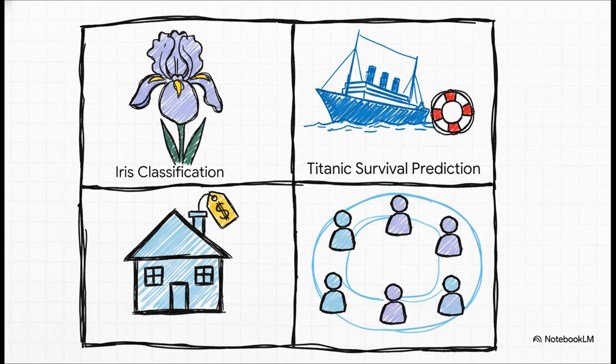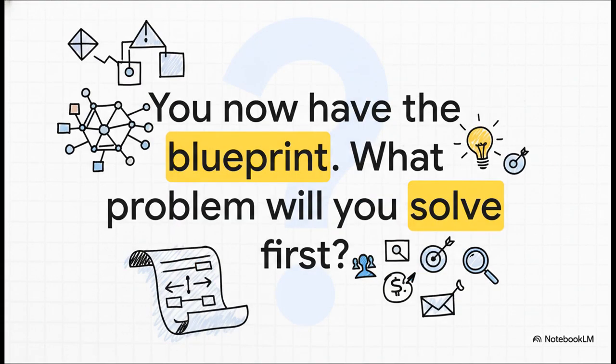For a really simple classification task, the Iris dataset is the perfect hello world of machine learning. If you want to practice cleaning messy data before modeling, the Titanic survival dataset is a fantastic challenge. And to apply what you've learned about regression or clustering, you can try predicting house prices or finding different segments of customers.